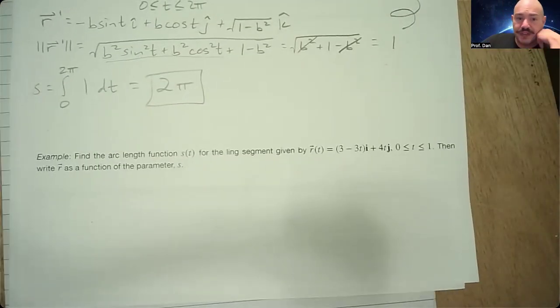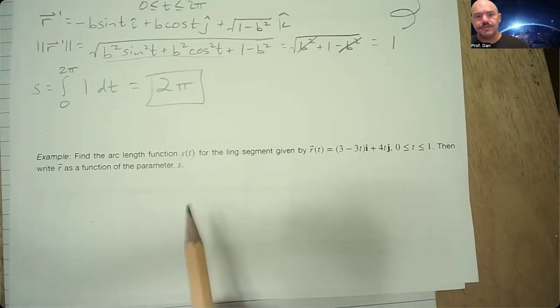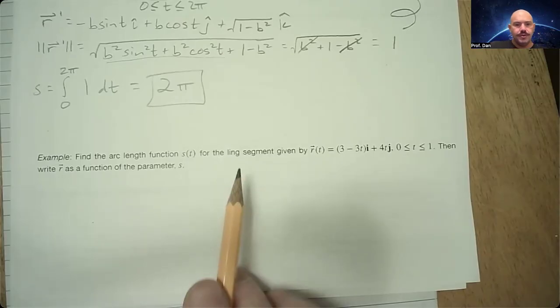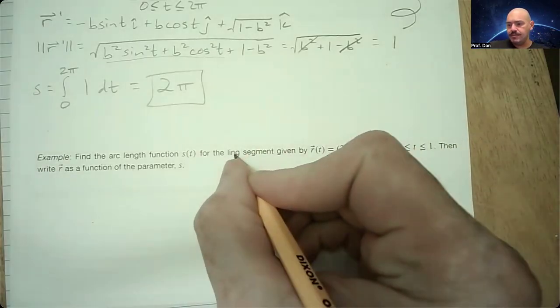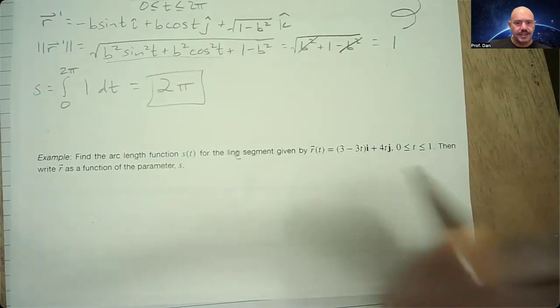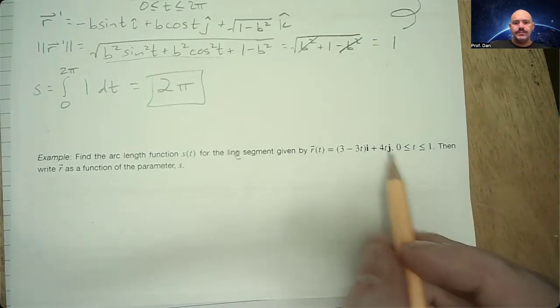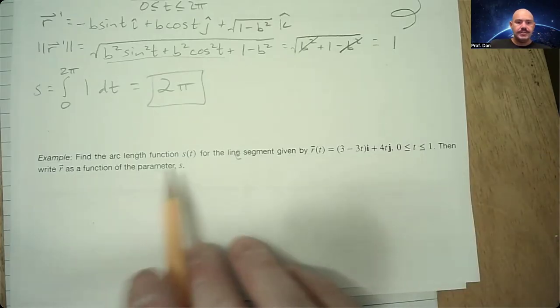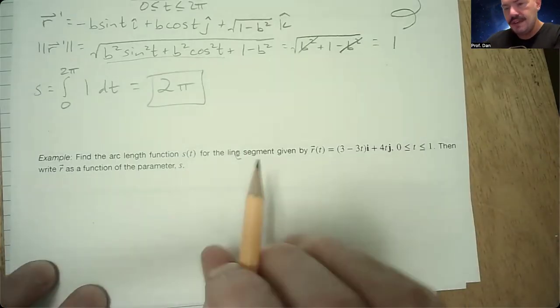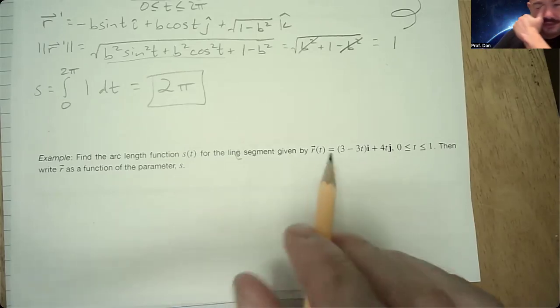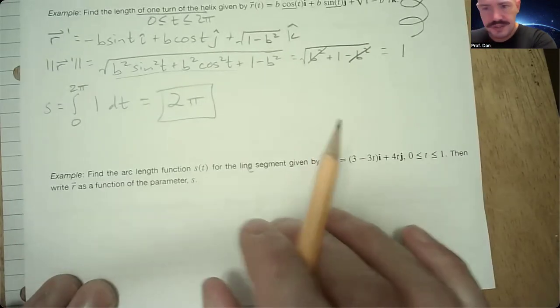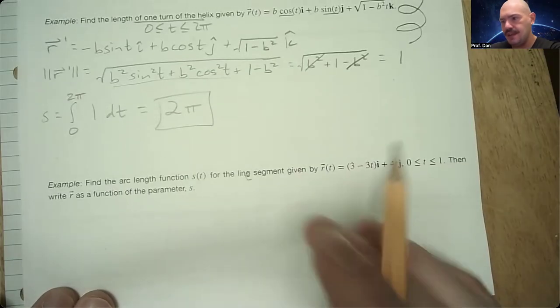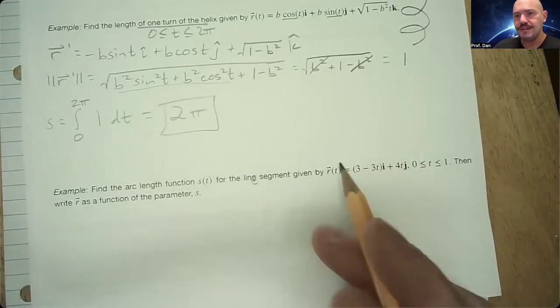All right, next one, we want to find the arc length function. So this time when we get our arc length, it's going to be a function of t, the parameter, for the line segment given by this vector valued function for t between 0 and 1. Then we want to write r as a function of the parameter s. This is a skill that we're actually going to use a little bit in some of the later examples involving arc length and the other thing we're going to talk about, curvature.